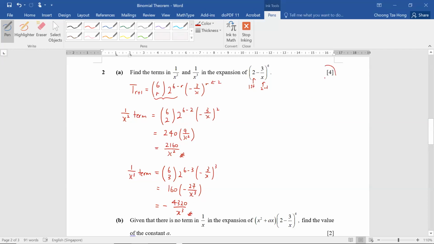So you can see that this is a 4-mark question, but it's so easy to get the marks.